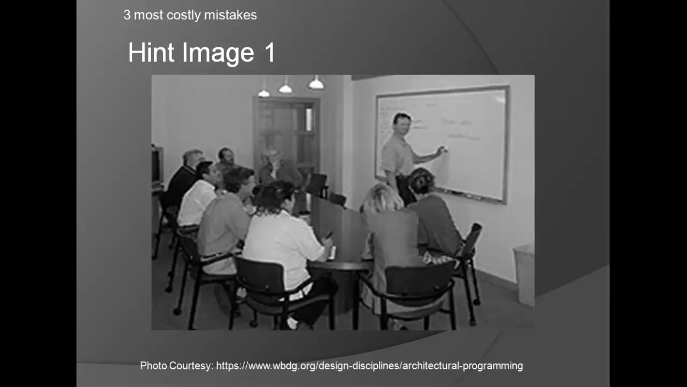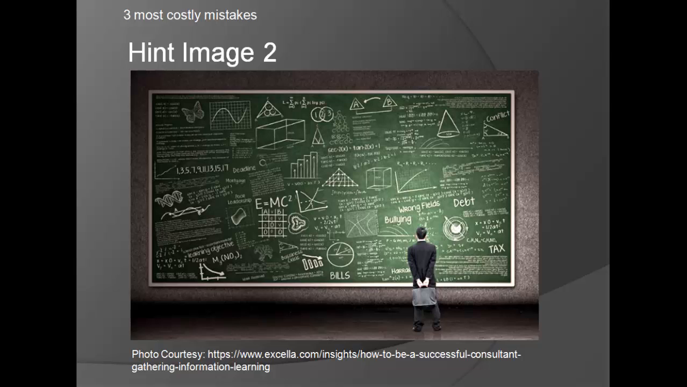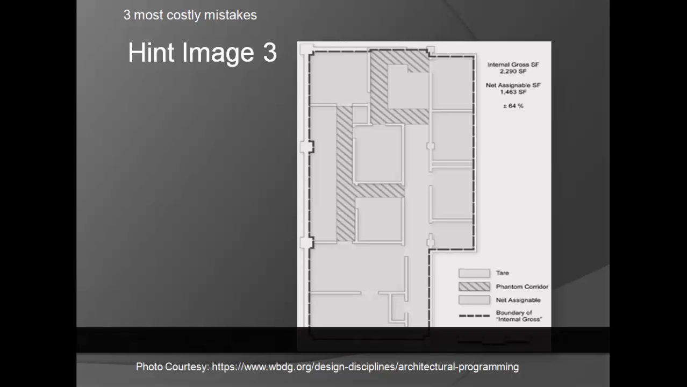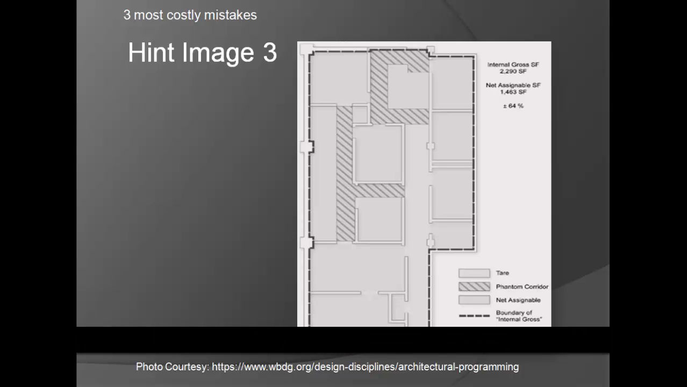I'm going to give you three photographs that show what these three most costly mistakes are. This is hint number one. This is a hint image. As you can see, people getting together with a lecturer. Hint number two is someone looking at a huge board full of information. Hint number three is a layout with some statistics and shaded areas. So what are these three and why do I call them hints?